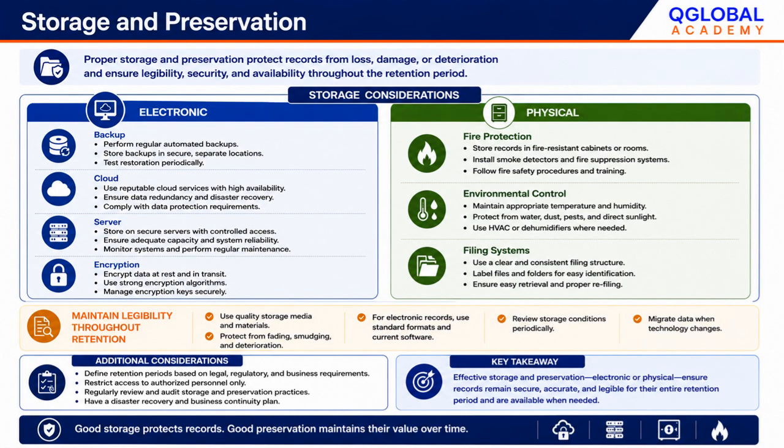The next aspect is filing systems. A clear and consistent filing structure must be maintained. Files and folders should be properly labeled to allow easy identification. Next is maintaining legibility throughout the retention period. Records should be protected from fading, smudging, or physical deterioration.